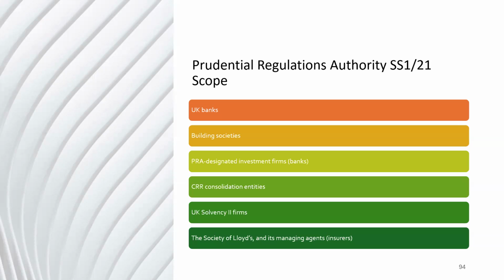What is the scope of the PRA's operational resilience rules? It applies to UK banks, UK building societies, PRA designated investment firms, CRR consolidation entities, UK Solvency II firms, the Society of Lloyd's and its managing agents, that is insurers. That is the scope of the PRA's SS1/21 operational resilience rules.